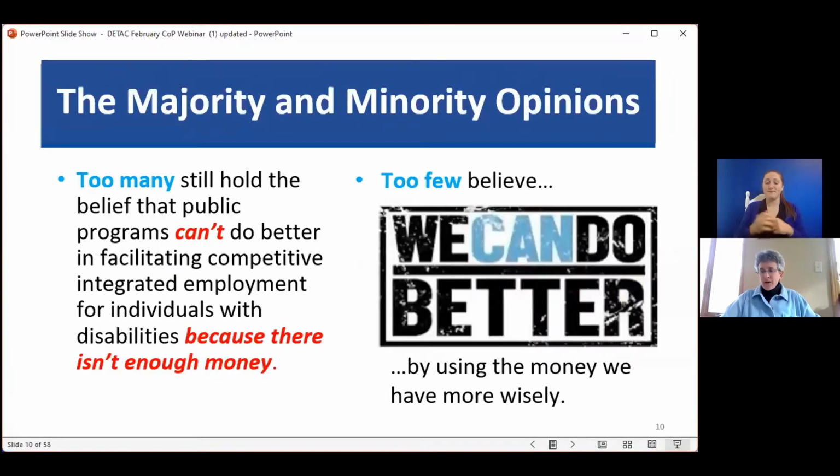But interestingly, what I find is that still too many people hold the belief that we can't do better because we don't have enough money. And they can get really quite hung up on that without more money, we simply can't expect better outcomes. But what you're going to hear today is managed care systems and organizations that think about it differently and say, we can do better if we can use our money more wisely. So they look at existing funds and figure out how to use it better.